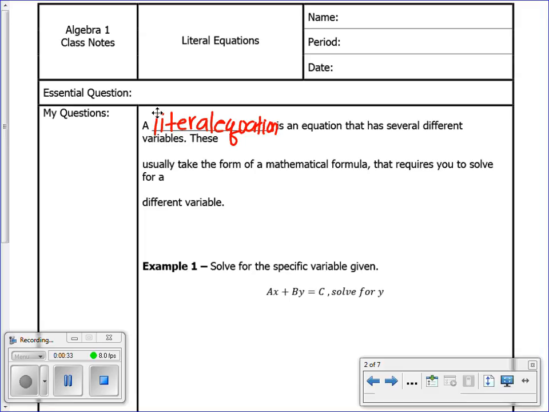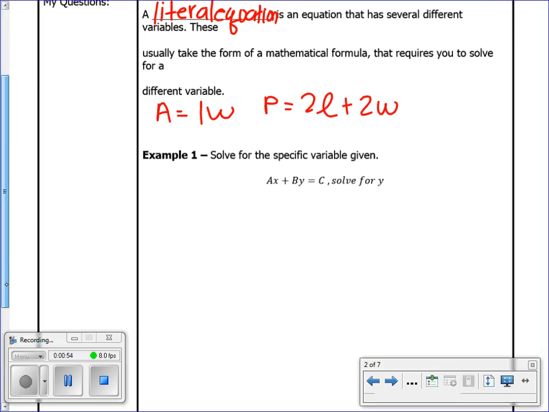If you just think of some formulas that you maybe know, like area equals length times width, or perimeter equals 2L plus 2W. These are formulas that have multiple variables in them. So this is what we're going to be solving for today.